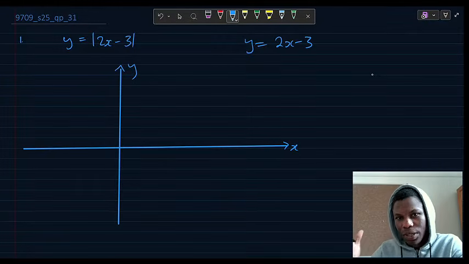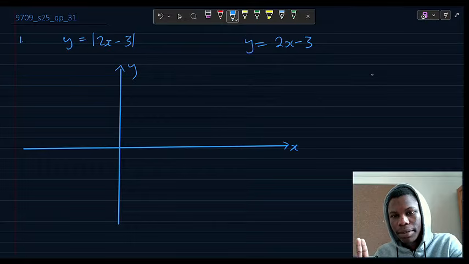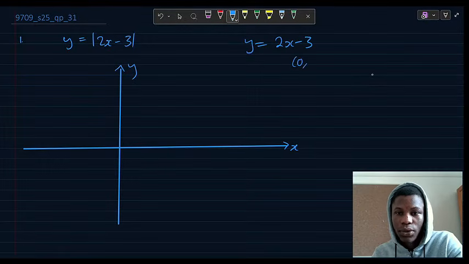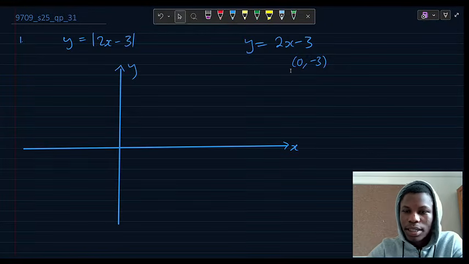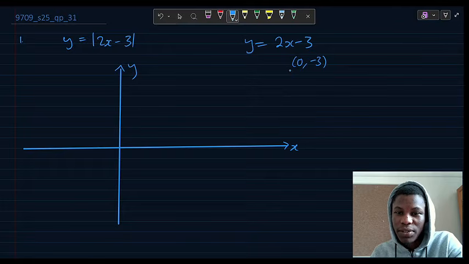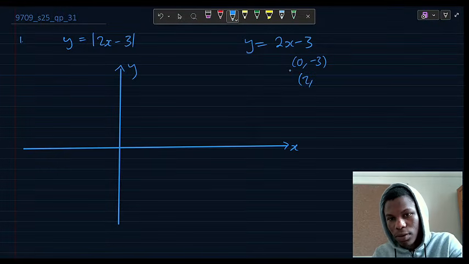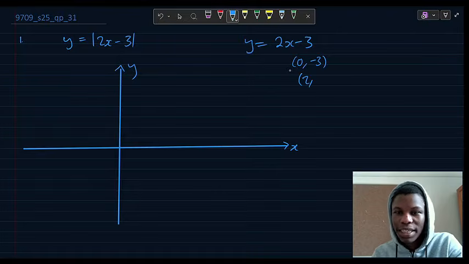If we want to draw the graph of a straight line, we need 2 points. So I can pick the point when x is 0. We know that y should be minus 3. And then I could also use the point when x is 1. That would be 2 times 1 minus 3, which is minus 1. I don't like that point. I want one of them to at least be positive. So let's use x is 2. So when x is 2, we've got 2 times 2, 4 minus 3, 1.